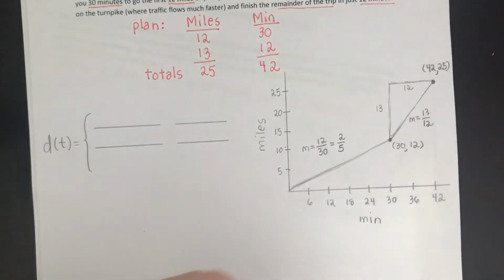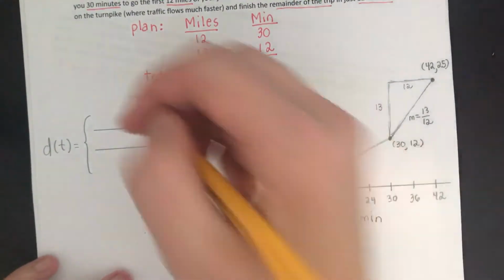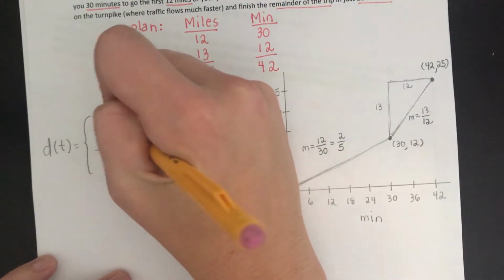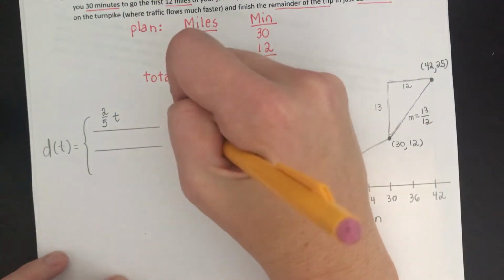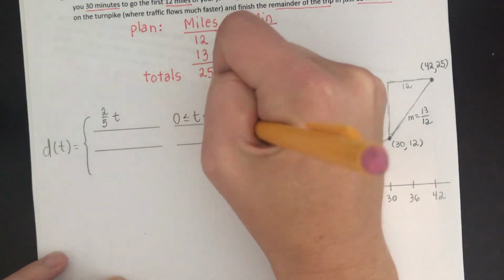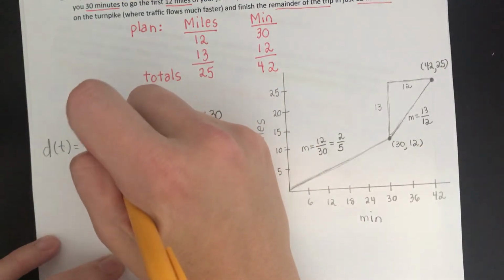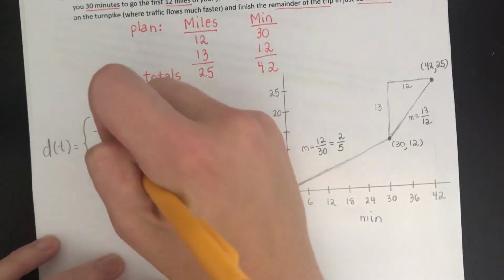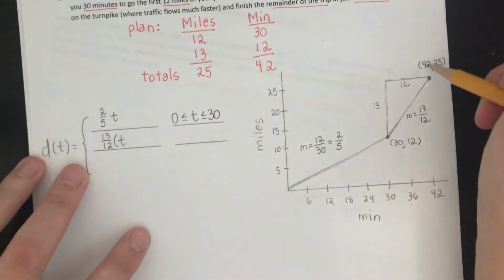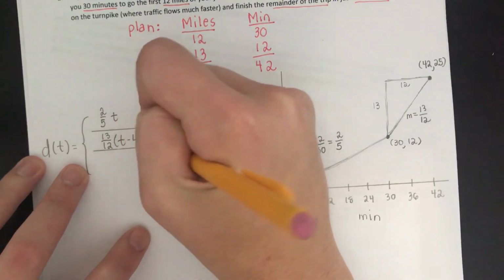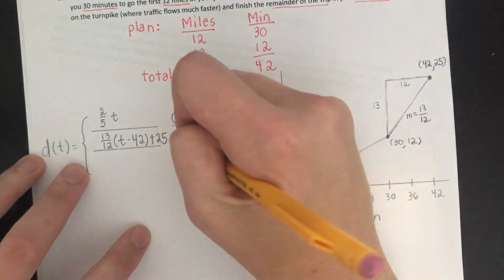Okay, so let's write our equations here. So our first segment, the slope is 2/5, and our y-intercept is 0, so no reason to write plus 0, and that goes from 0 to 30. And then our second segment here has a slope of 13/12, and we need to write this one in point slope form, so t minus 42 plus 25, and that goes from 30 to 42.